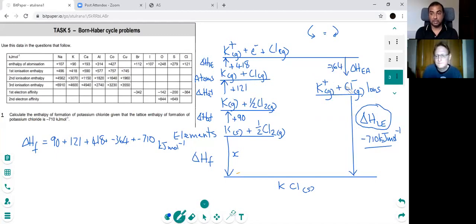Right, yeah, that's very smart, actually, just using chemical energetics. Brilliant, sounds good.